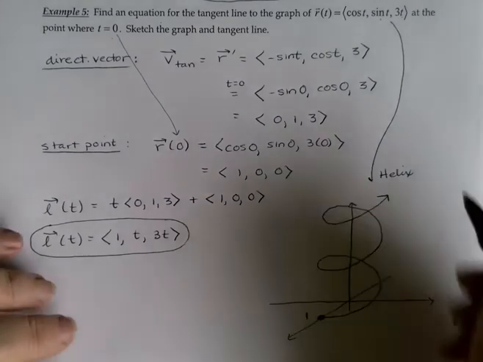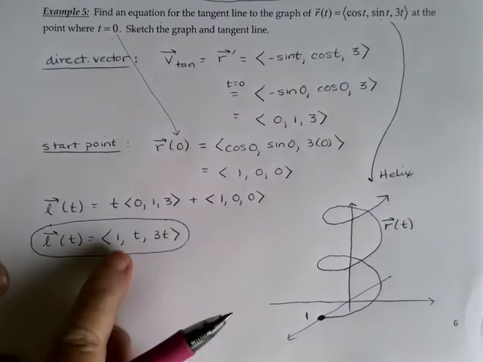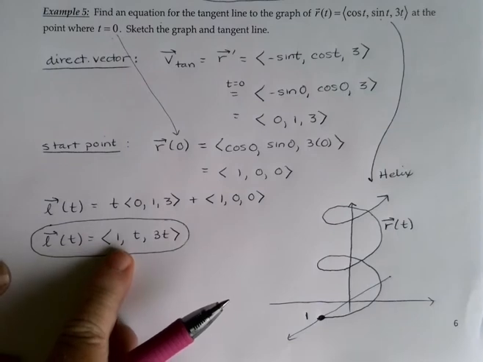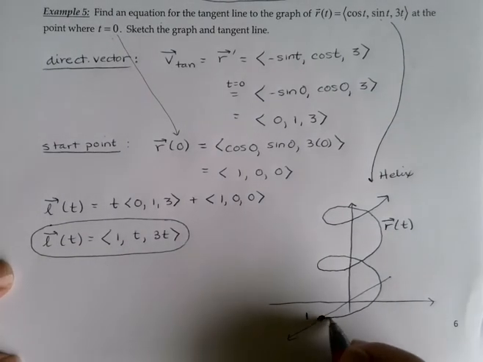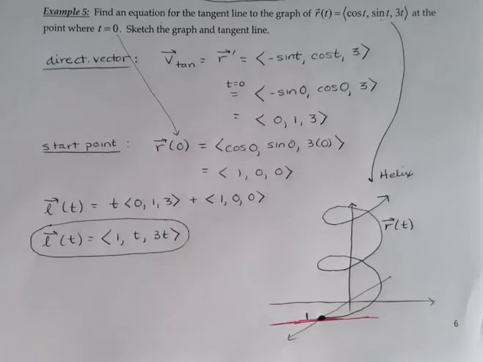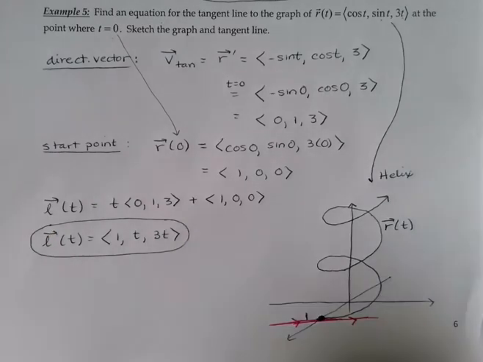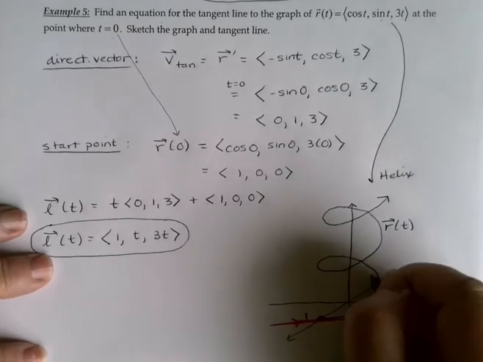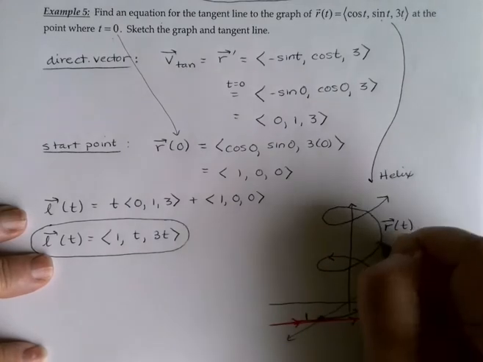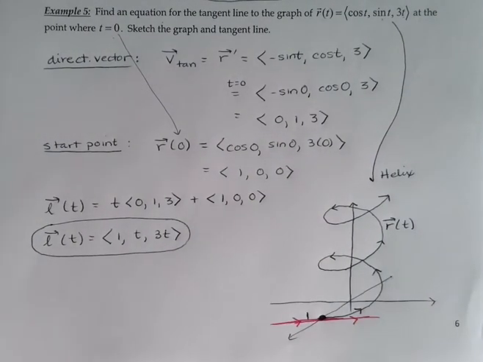So this is r of t. This tangent line would be the line that's exactly tangent at that starting point 0 and in the same direction. So it would go this way just because the curve itself is moving this way. Okay? So that would be my tangent line L.